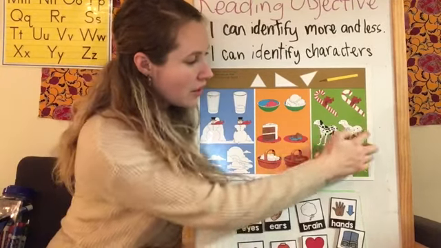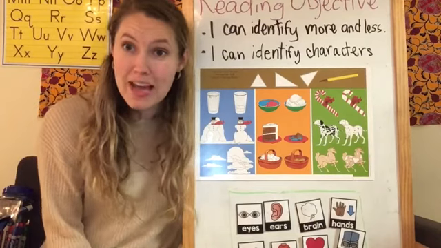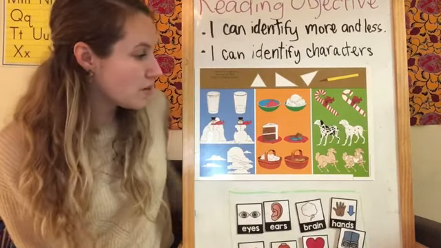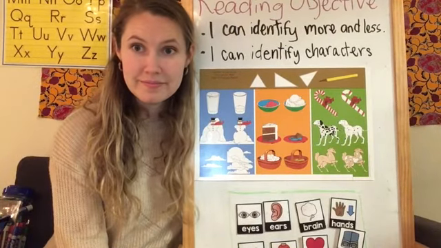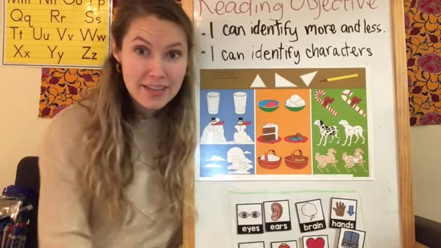Now we're gonna look at our dogs. We've got some white dogs with black spots, but one of them has more spots. Which dog has more spots? The one on the left or the one on the right? Very good. The one on the left has more spots.